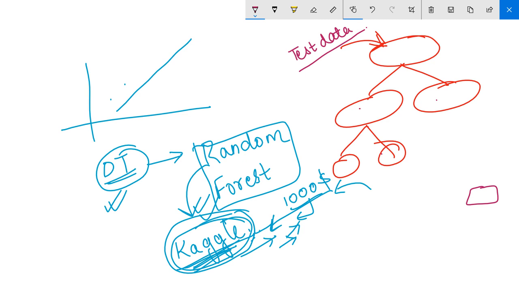Guys, please make a note. This is a very important part of data science. So I want you to make notes of all these. You can pause the video and make notes, and then you can move forward. Okay, so I'll just erase this.